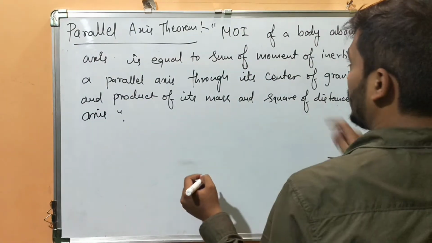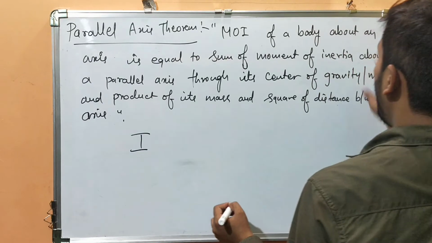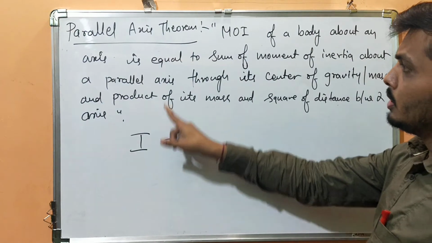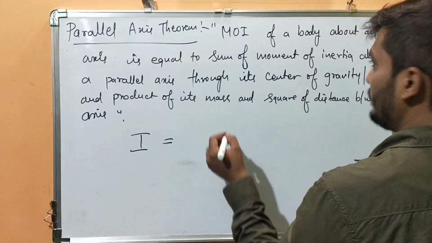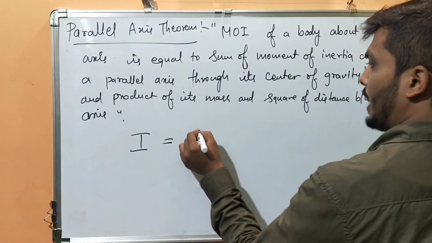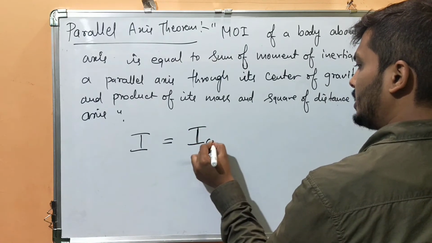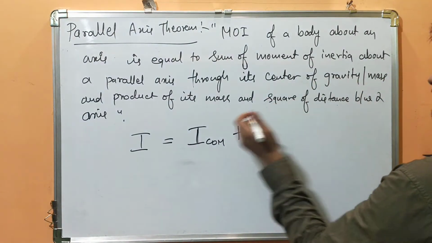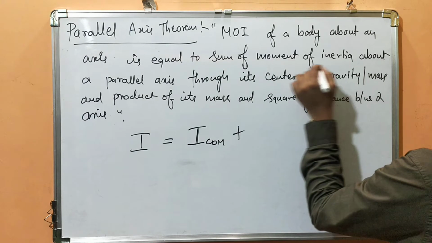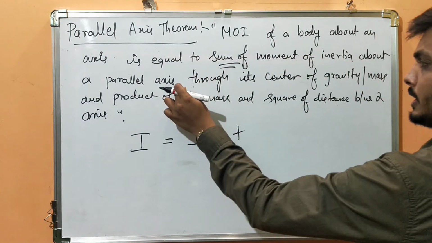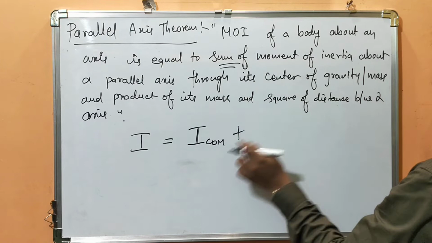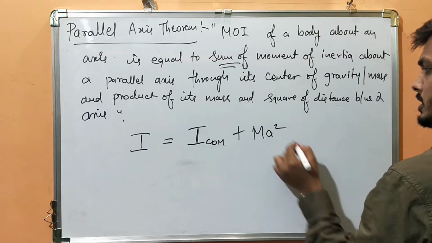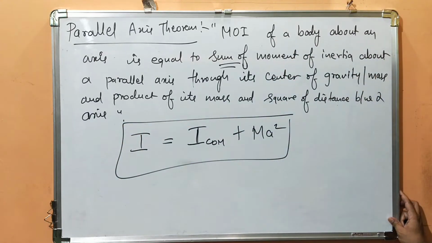Let me write its mathematical form. Moment of inertia of a body about an axis is equal to the sum of the moment of inertia about a parallel axis through its center of gravity or center of mass, plus the product of its mass and square of the distance. So this is my parallel axis theorem.